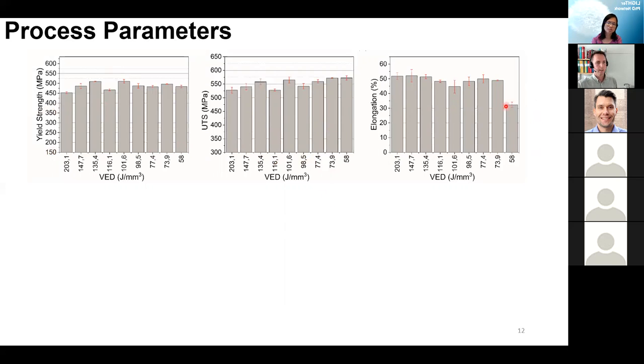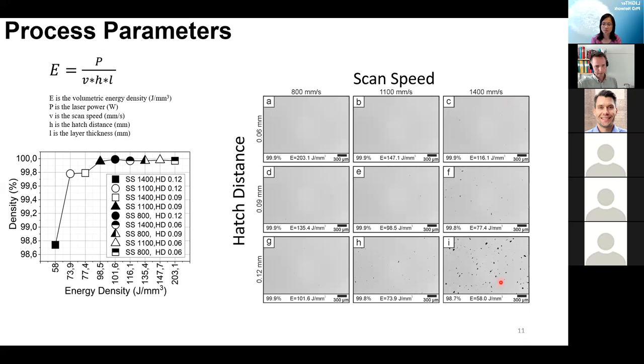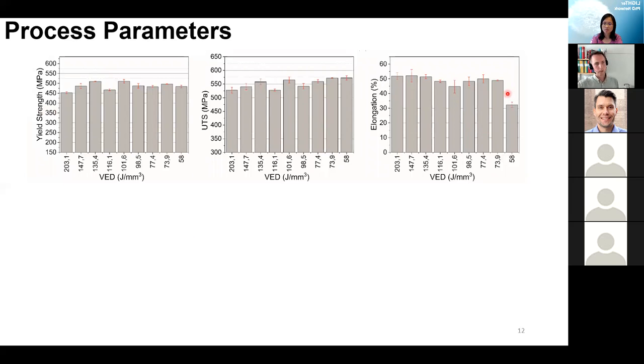The only thing that is seen is that the elongation is dropping quite a lot when we're using the lowest energy, 58. And that is because of the defects that we saw in the previous material here. So all these defects make the material a bit more brittle. Even if brittle is the wrong word, it's still very, very ductile. 30% is more than enough to be used in any engineering application.